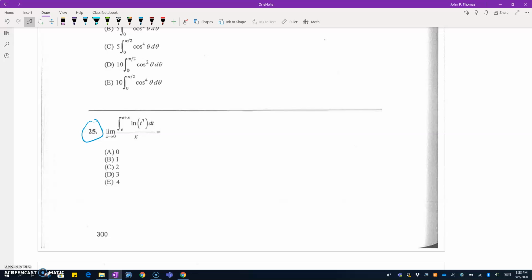So 25 is a limit, so with limits we always initially start with direct substitution. If I plug 0 in, on the top I've got the limit as x goes to 0 of the integral from e to e plus x of ln of t cubed dt. That would go to 0 because it's the integral from e to e, and an interval with no width has to be 0. If I look at the bottom, I've got the limit as x goes to 0 of just x, which is also 0, so it's indeterminate.